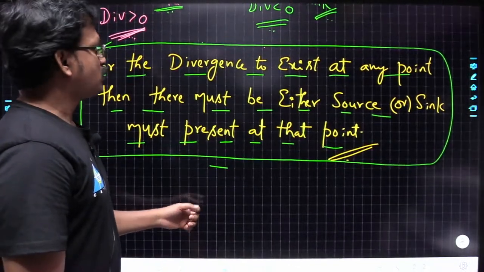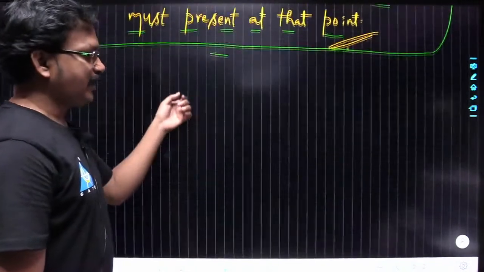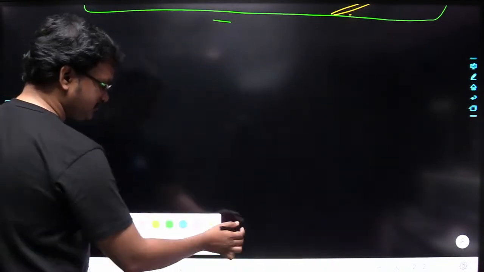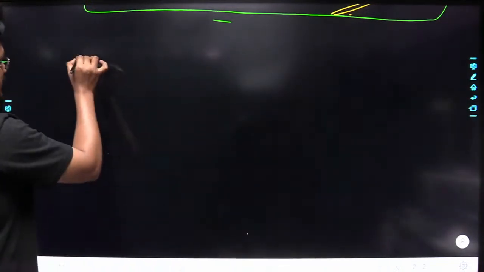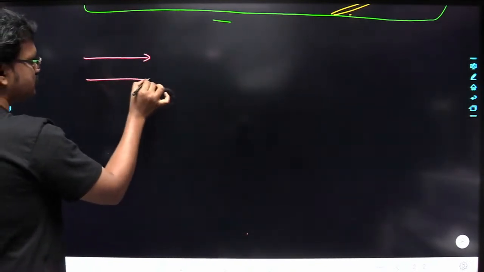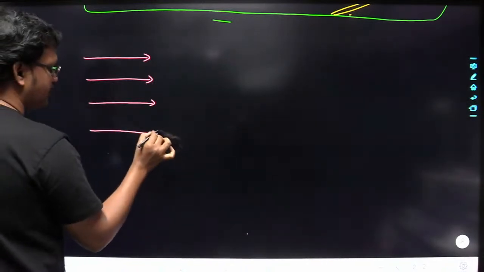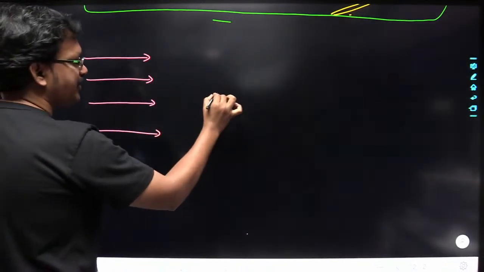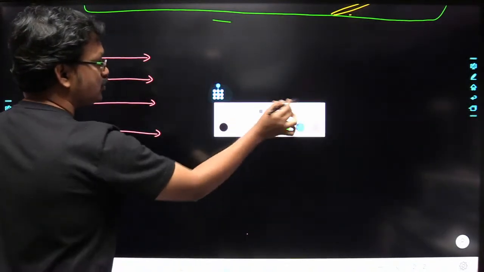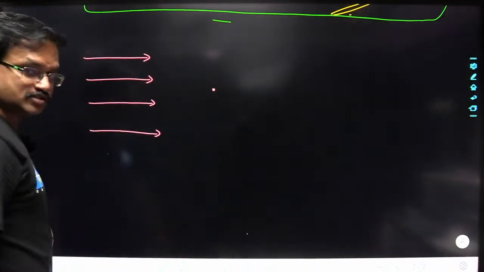I hope it is clear here. I hope it is crystal clear. Now I can take some more examples for divergence. See here. Let us consider some field is entering. Let us assume this is some vector field, and this vector field is entering towards this point.